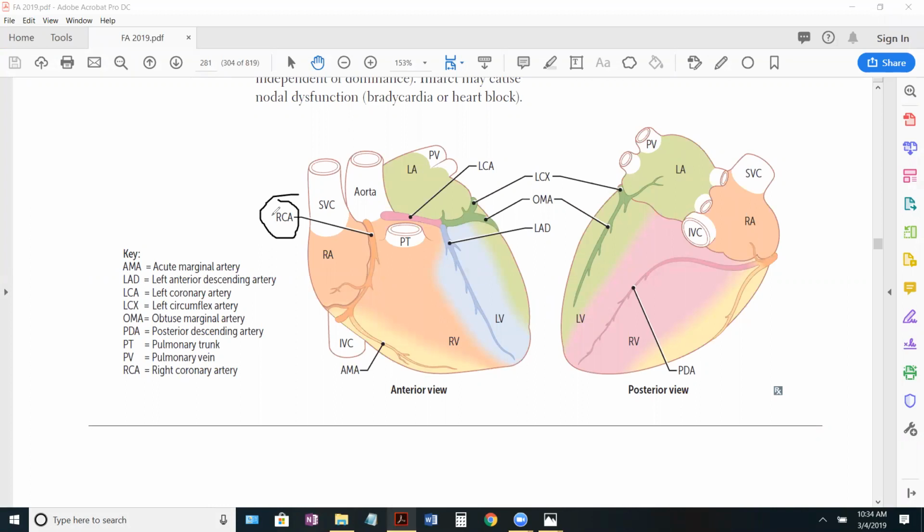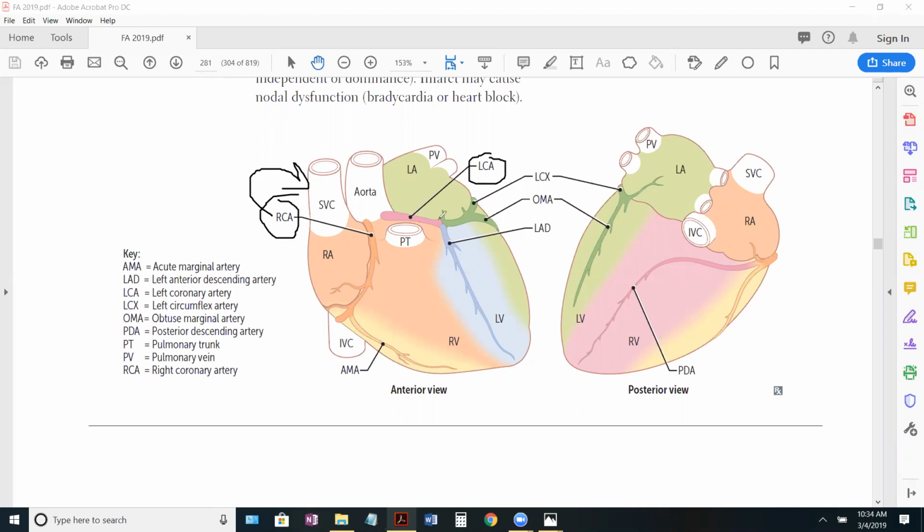Now come to the most important thing. Ali bhai, you talked about the blood supply of the SA node. Remember, the SA node is supplied by the right coronary artery. It's the AV node that is supplied by the PDA. So now the next thing is the left coronary artery. Its branches are very important. Why? We will see that.